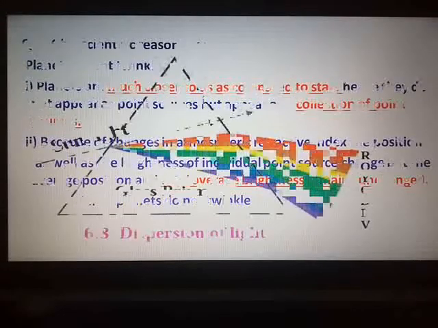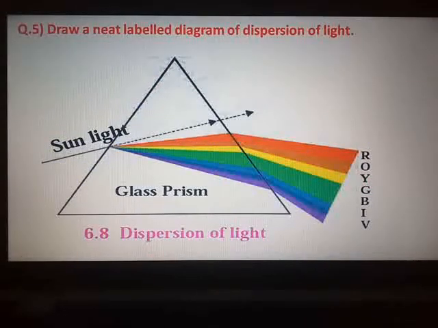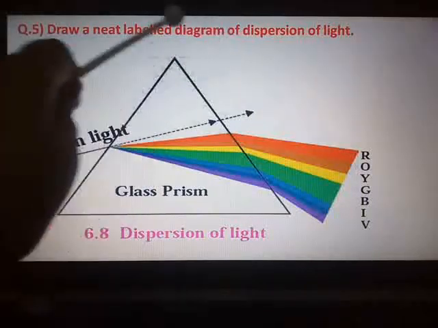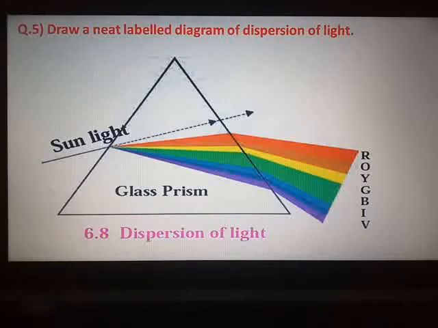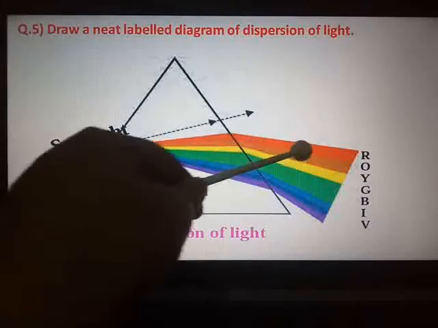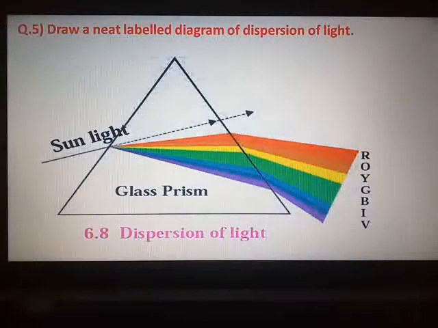The next additional question is a small diagram. Draw a neat labeled diagram of dispersion of light. This diagram is 6.8 from page number 77. As I have told you, do not use any colors in the diagram. If you want to express your colors, you can write the full names of the colors. This diagram can also be given to you in the exam, and based on this diagram different questions related to dispersion of light can be asked.